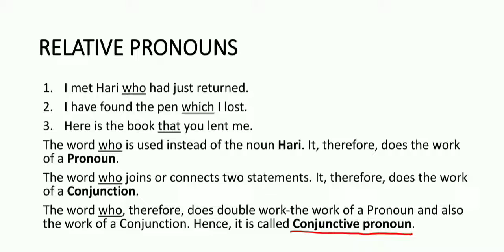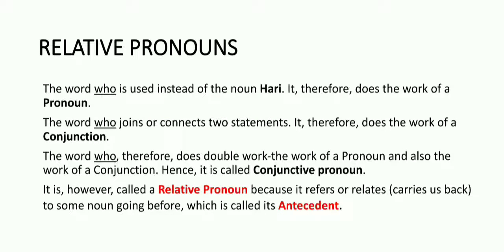Not only who, but which and that as well. These three relative pronouns are doing the double action. That is why they are called conjunctive pronouns. However, it is called a relative pronoun because it refers or relates, carries us back toward what? To some noun going before, which is called its antecedent.